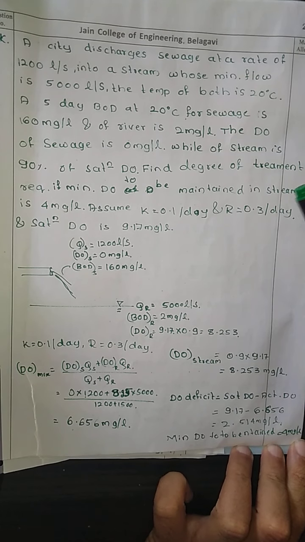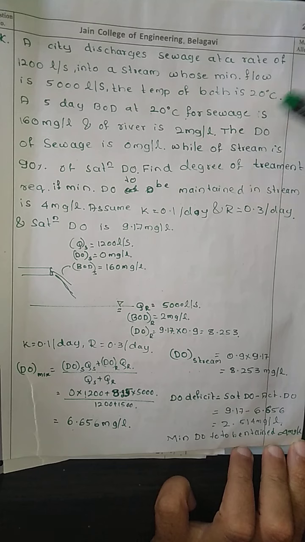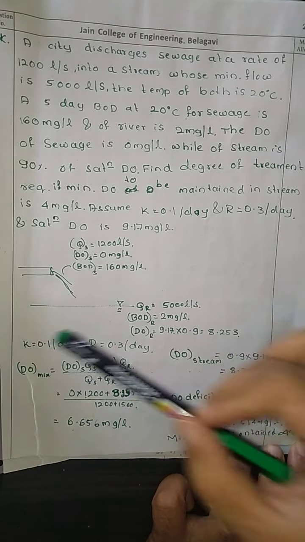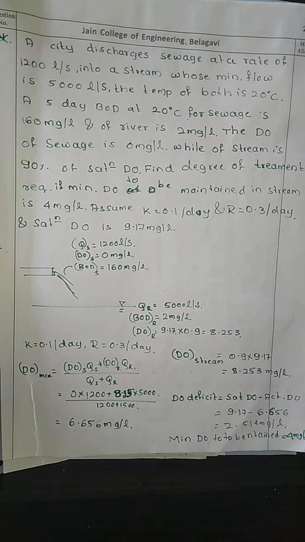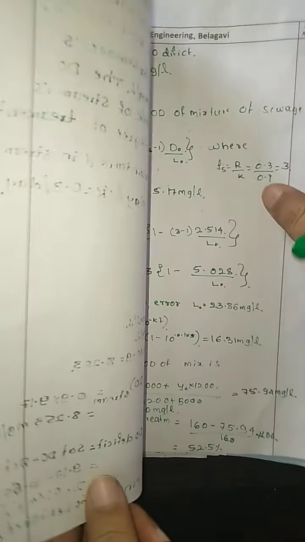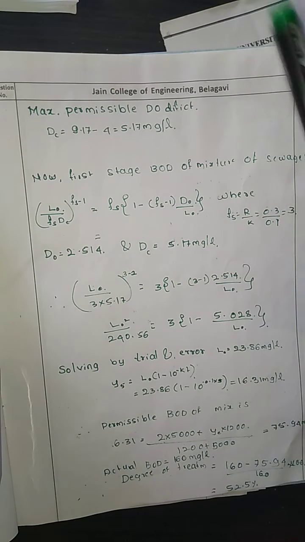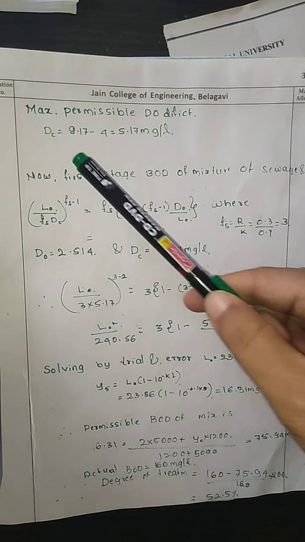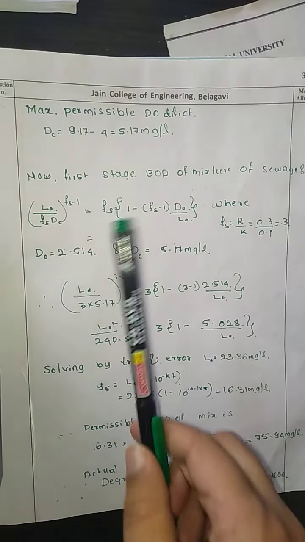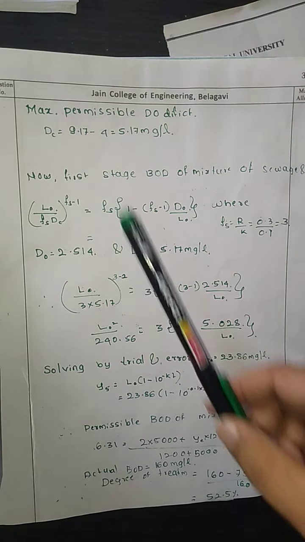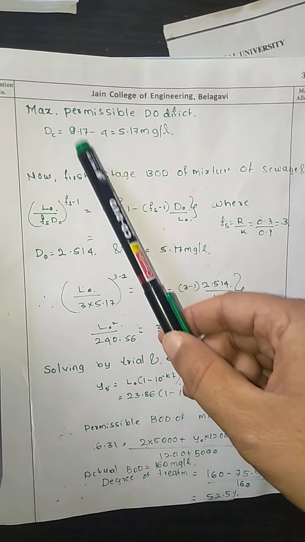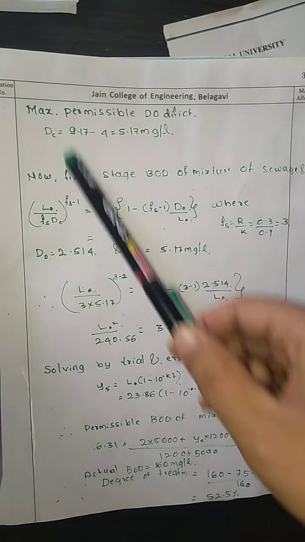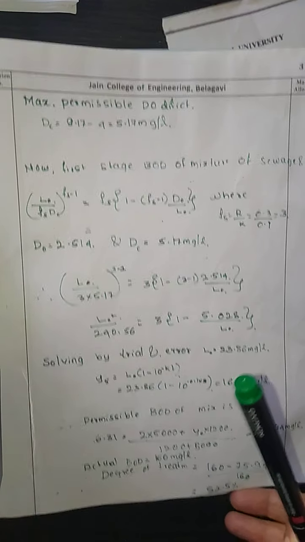Now what they have given in the problem is, we need to find the degree of treatment required in order to maintain the DO in the stream. The minimum DO that we need to maintain is 4 mg per liter. For that we need the maximum permissible DO deficit, meaning how much the DO can be reduced; that will be the critical oxygen deficit. We can calculate it using the formula: saturation DO minus the minimum DO content. Saturation DO is given as 9.17 and the minimum we need to maintain is 4. So the critical oxygen deficit is 5.17 mg per liter.